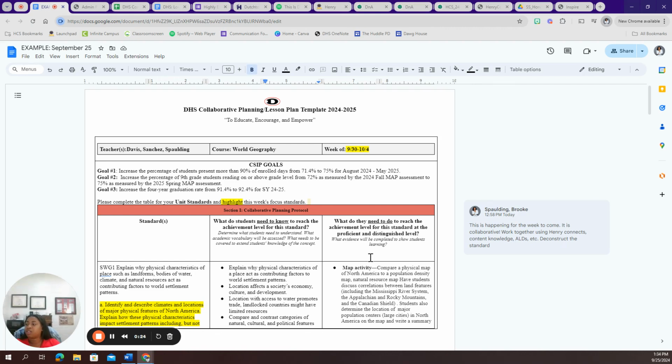So, what we're going to go through today is just some details within this document before you're uploading it, and what to expect each week when we're facilitating and going through your collaborative planning protocol.